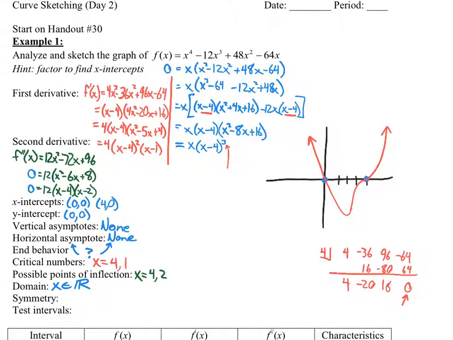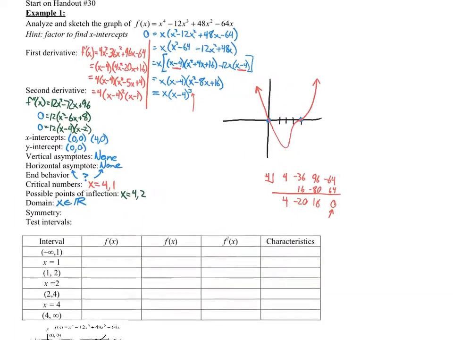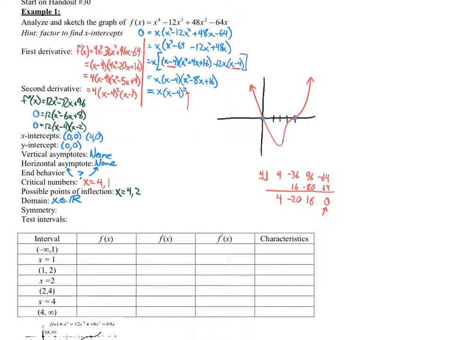Alright, so now let's look at the different possibilities here, okay? You'll notice we saw that the critical numbers were at 1 and 4. Let me color code it here. And I had a possible point of inflection at 2 and 4, okay?